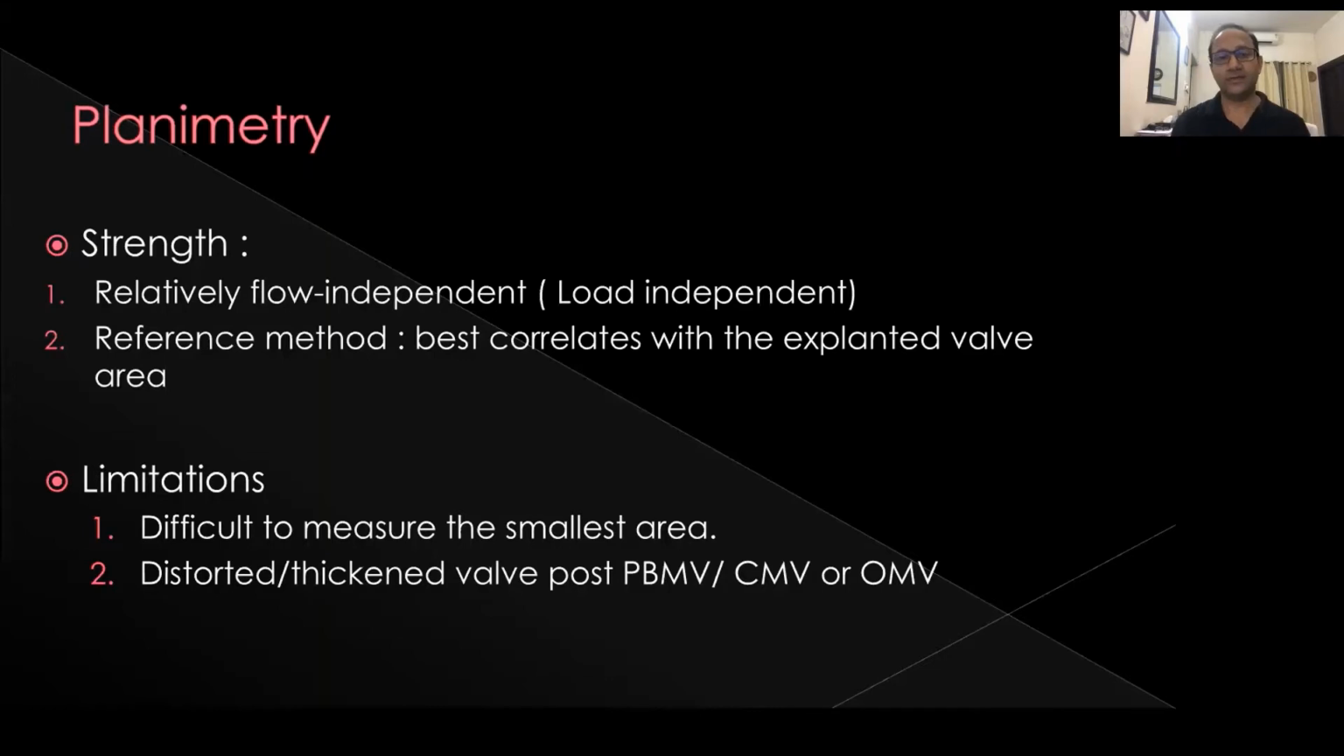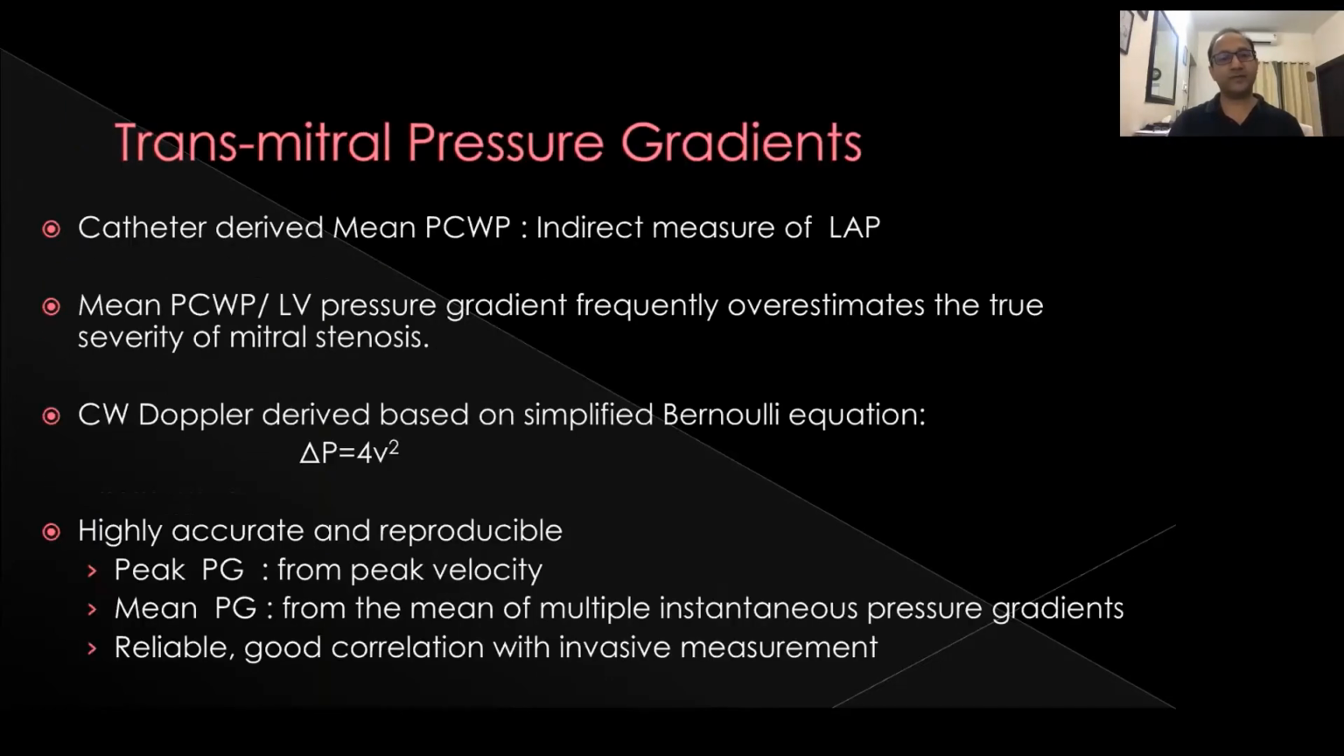Coming on to transmitral pressure gradients. Now, human psychology is that it needs very simple principles to work on a day-to-day basis. Look at the catheter derived. So in your cath lab, initially when the Gorlin formula, etc., were being used to make the assessment of mitral stenosis, we were using the mean pulmonary capillary wedge pressure as an indirect measure of LA pressure, and the PCWP to LV pressure gradient used to frequently overestimate the gradients and hence the severity of mitral stenosis.